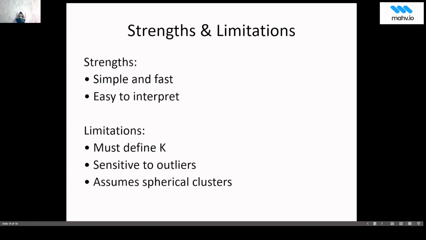So what are the strengths and limitations of it? The strengths are that it is simple, fast, and easy to understand. The limitations are that you must define k, it is sensitive to outliers, and it assumes spherical clusters.